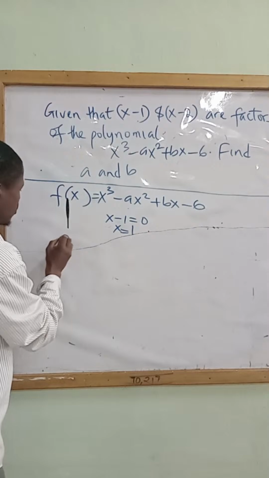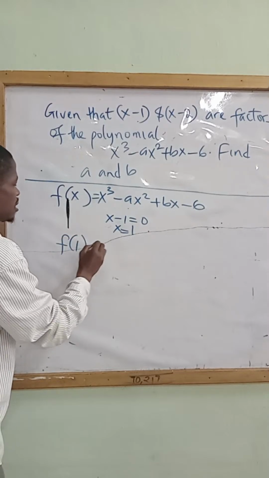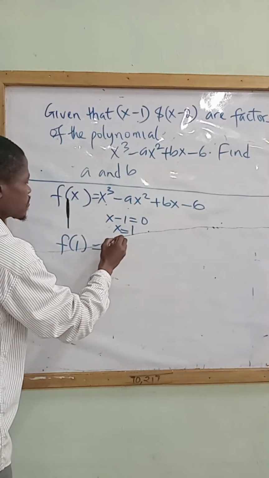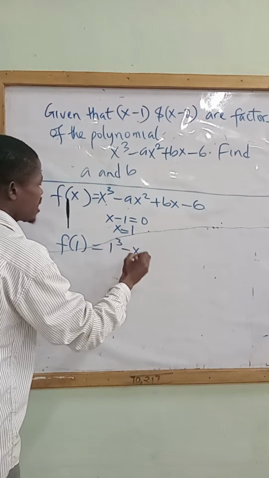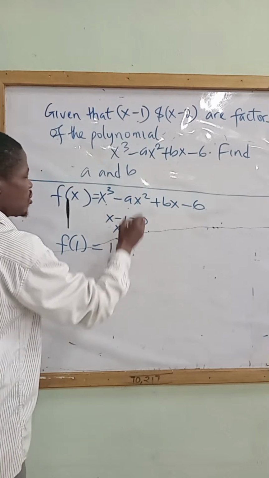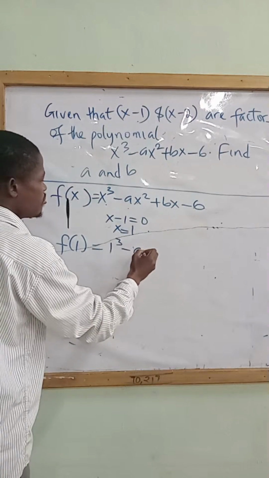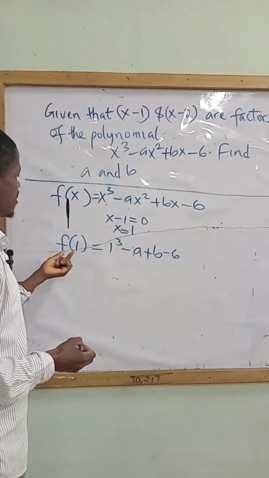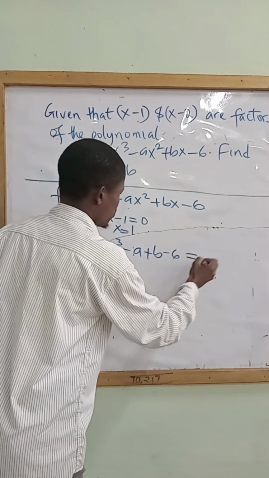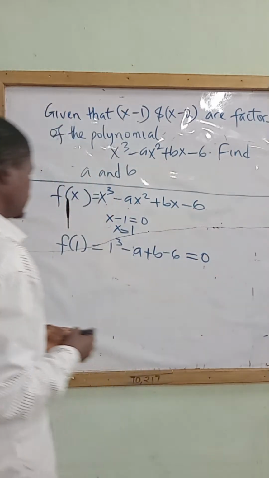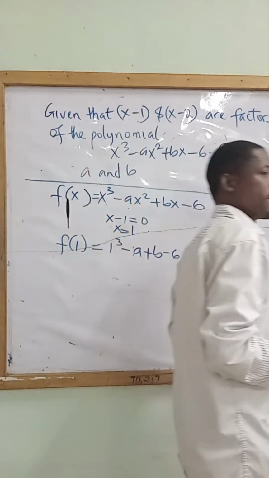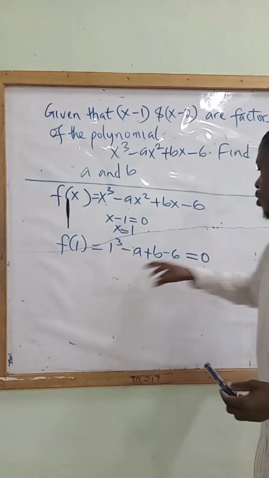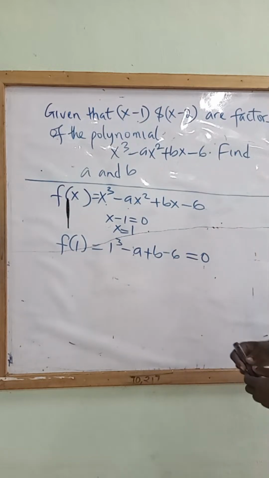Then we can come back here to f of 1. Anywhere you see your x, put 1 there. So that'll be 1 cube minus 1 squared times a, that's minus a, plus b minus 6, and this will be equal to 0. From the Remainder Theorem, if that is a factor, we expect f of 1 to be equal to 0.